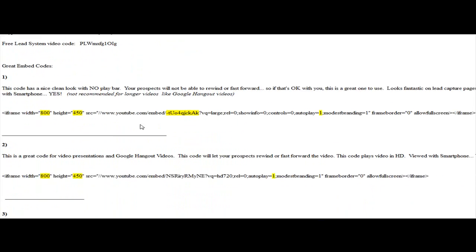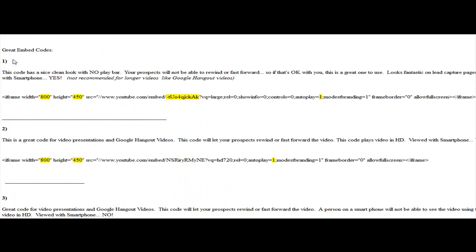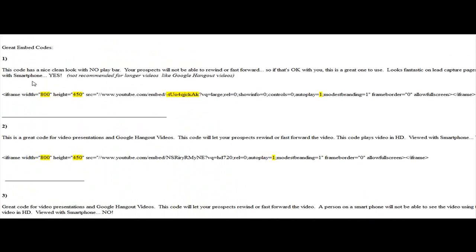So what I've done here is I've got 3 different codes, and you'll notice they're marked 1, 2, 3. And when you take the embed code from YouTube, all you're going to do is you're just simply going to replace what I have in yellow. And I'm going to show you how to find those in the code so you can easily replace them.